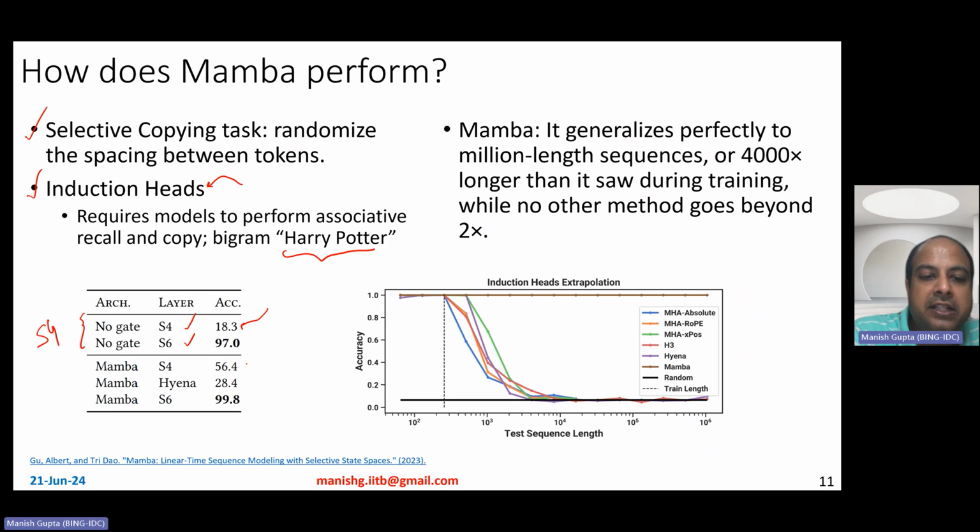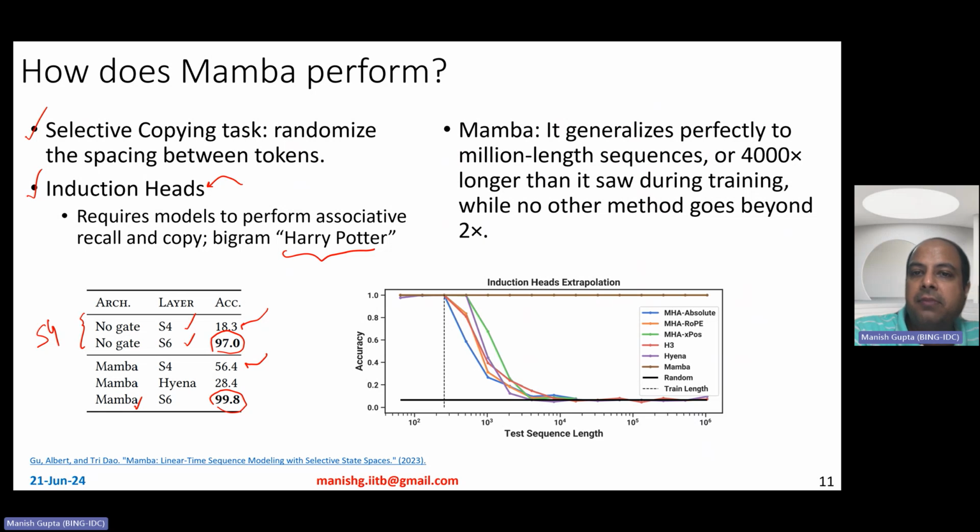Even with the Mamba architecture, S4 is pathetic. But if you don't have gating, you still basically get like 97% accuracy on selective copying tasks with the S6 because it has selectivity. However, with the gating, S6 accuracy improves even further. So with the full Mamba, it basically gives you really good results.